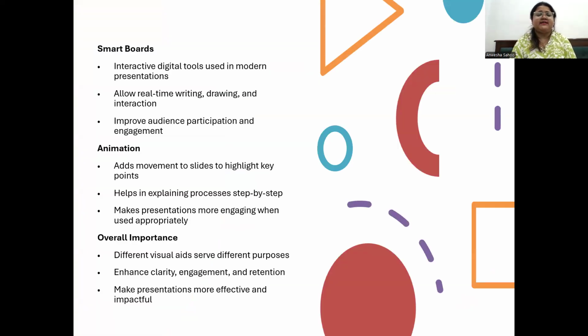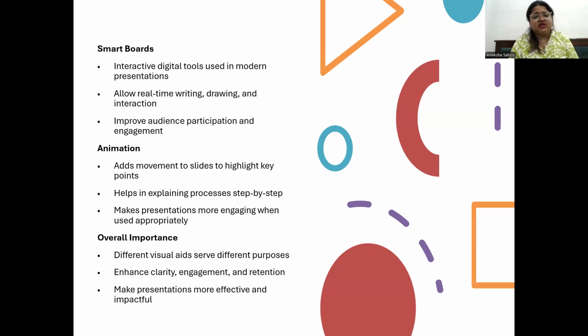Another type of visual aid is smart boards. You know that these days all the schools and universities are adopting the smart board system. They are shifting from traditional blackboards and whiteboards to the present smart boards. So try to use more smart boards in your presentation. These interactive digital tools used in modern presentations allow real-time writing, drawing, and interaction, and improve audience participation and engagement.